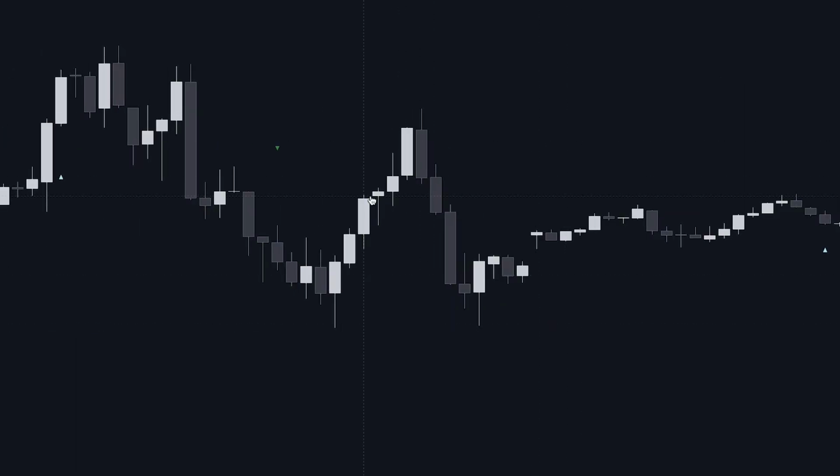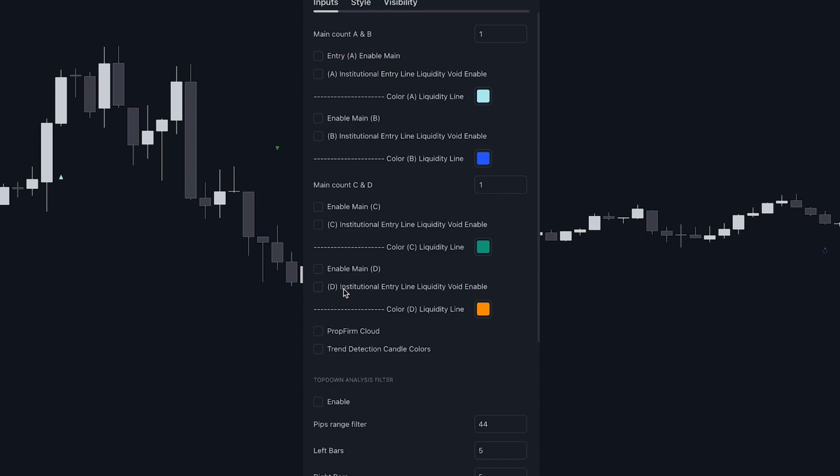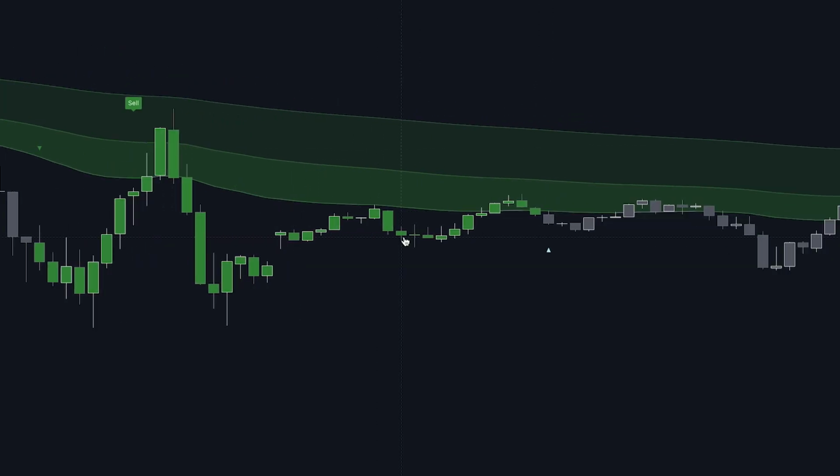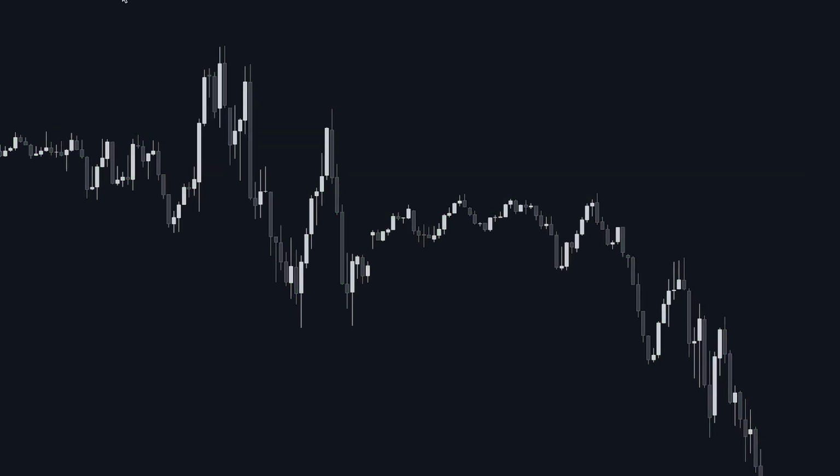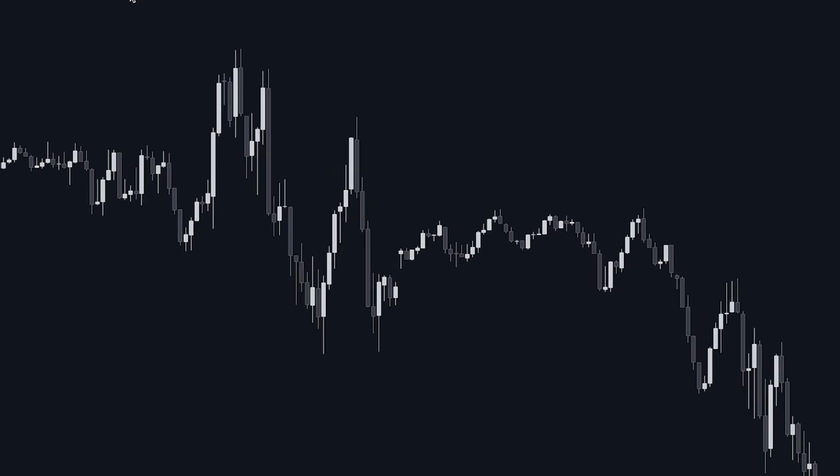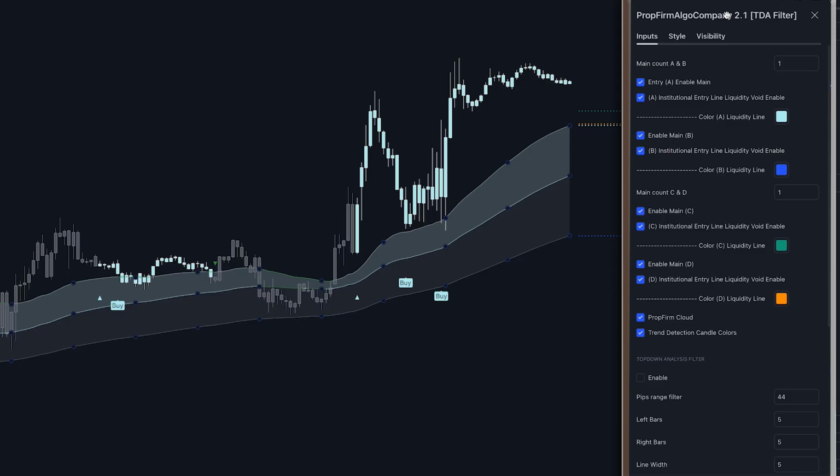Does this look familiar? If we go back into the indicator and turn on the trend colors, the cloud, and the signals, we're going to find something quite interesting. Right here is where we went short. But by taking off the indicator, how many traders do you think went long right here thinking that price was going to continue? This is the power of PropFirm Algo. All right, let's talk about the settings.